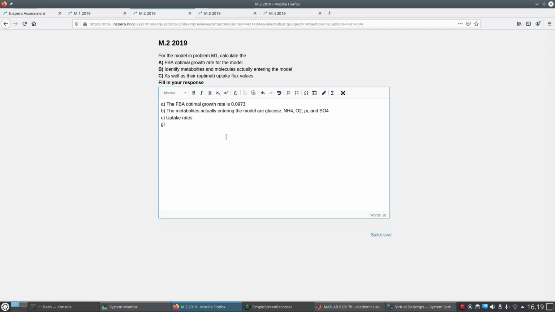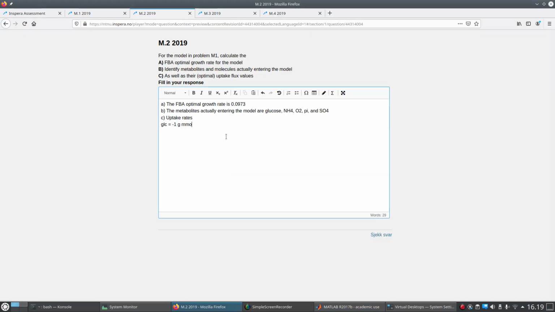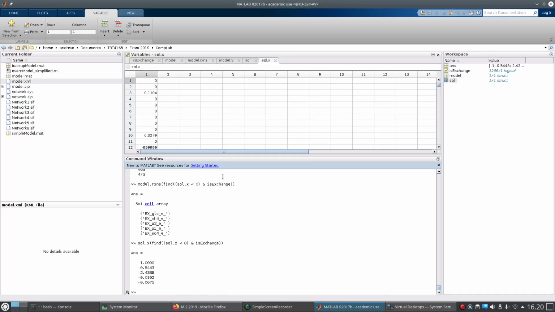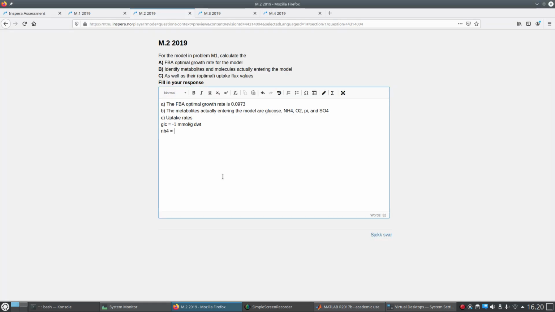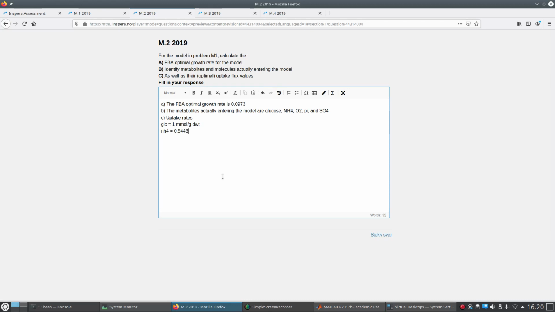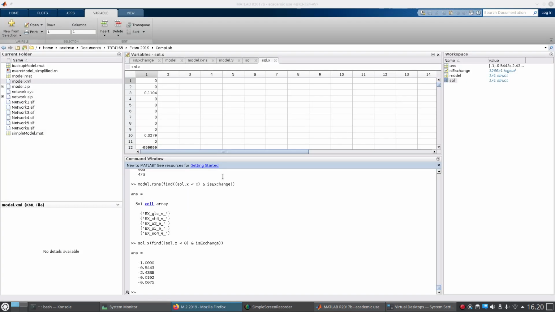So we can do uptake rates, glucose, -1 millimole per gram dry weight. I think that is normally the standard unit here. For NH4, yeah, let's just remove the zeros here. They're not that important because we're actually talking about an uptake rate, and that is a positive number, depending on how we look at it.